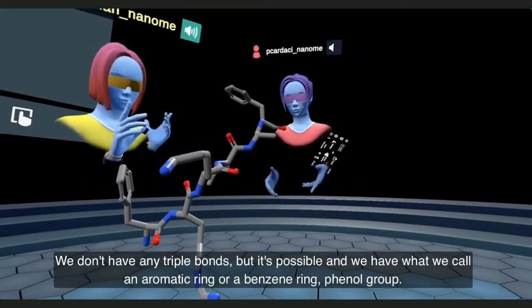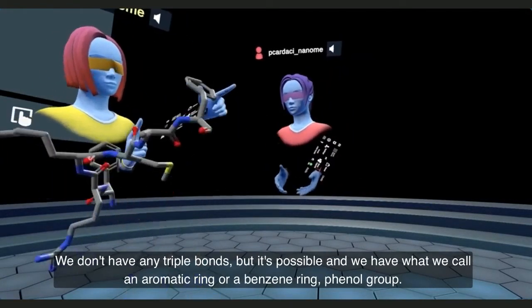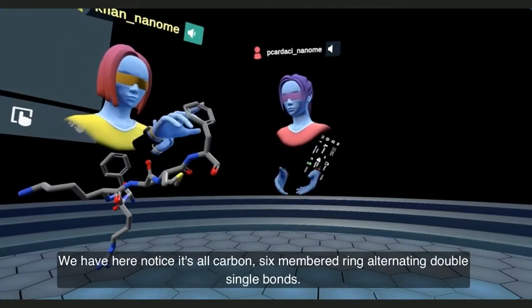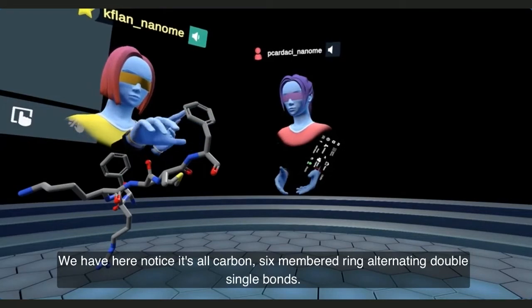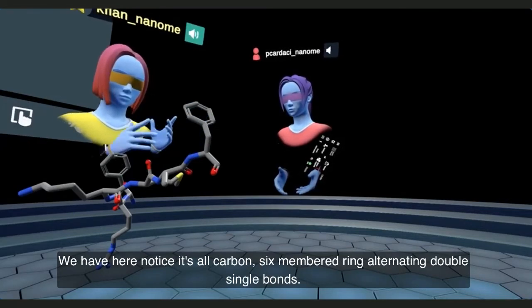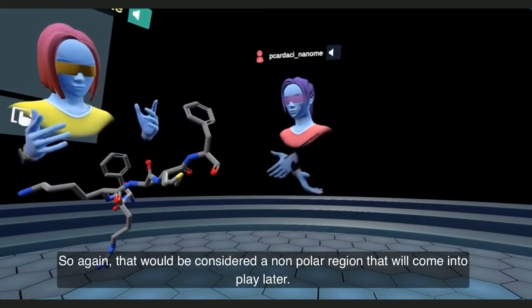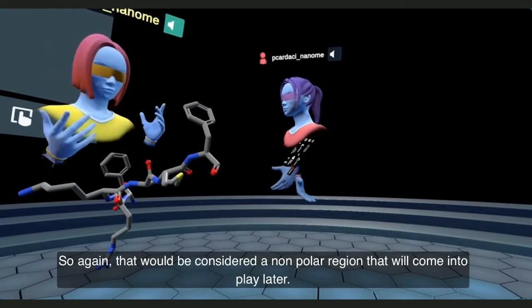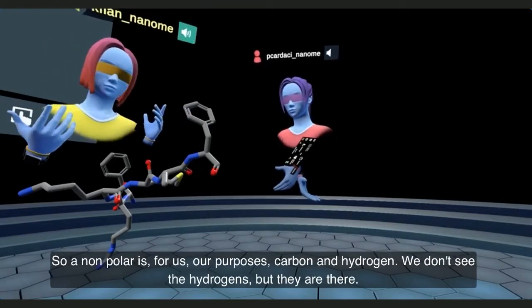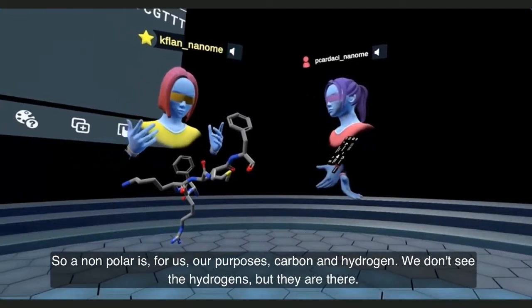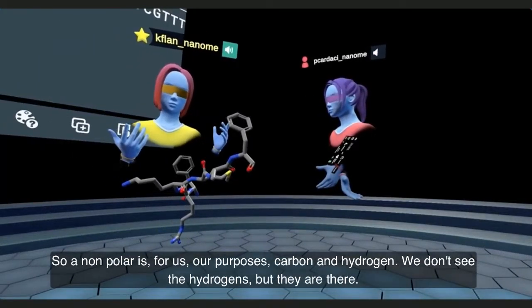And we have what we call an aromatic ring, or a benzene ring, phenyl group. We have here, notice, it's all carbon, a 6-membered ring with alternating double and single bonds. So again, that would be considered a nonpolar region. That will come into play later. So nonpolar is, for our purposes, carbon and hydrogen. We don't see the hydrogens, but they are there.